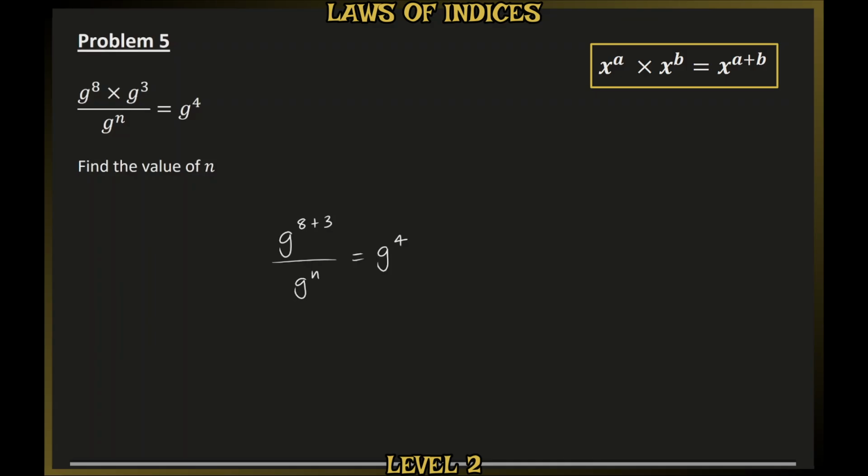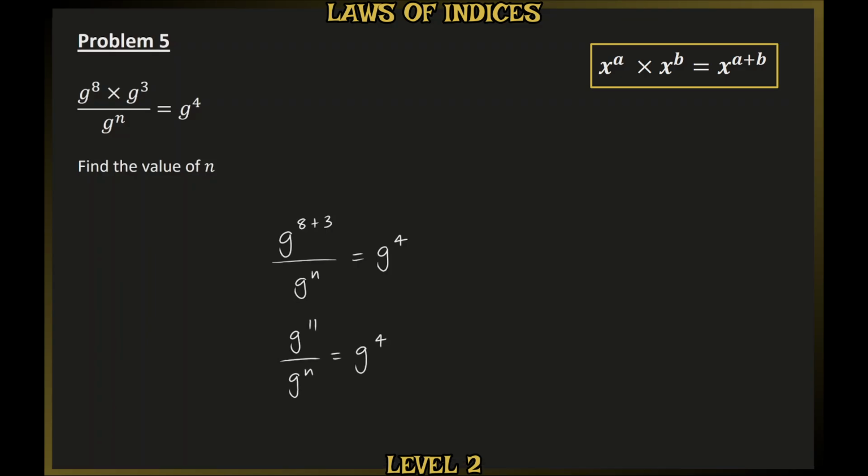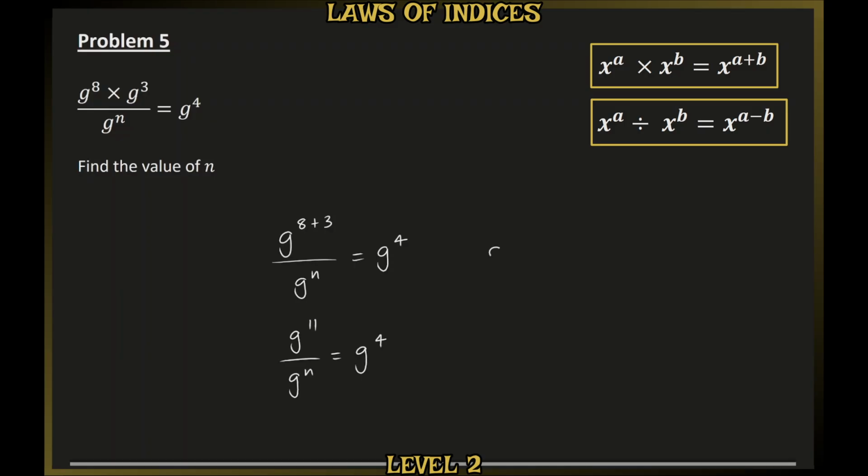Now if we simplify the numerator, 8 plus 3 is 11. So we have g to the power of 11 over g to the power of n is equal to g to the power of 4. Now the fraction on the left-hand side of this equation tells us that we're dividing indices. And when we divide indices, we use this law, which tells us that we have to subtract their powers. So g to the power of 11 divided by g to the power of n becomes g to the power of 11 minus n, and that's equal to g to the power of 4.